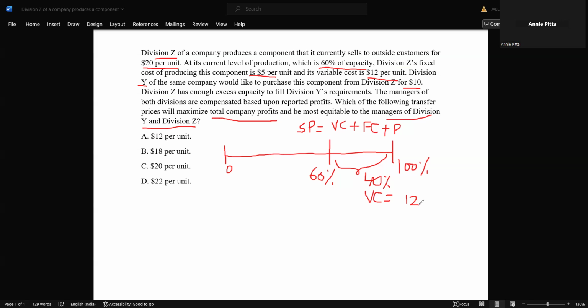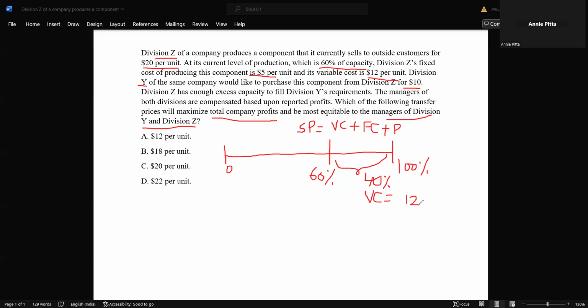That is from the side of division Z, which is the selling department. Now when we look at it from the perspective of division Y, if they were to purchase it from the outside market, they would have to spend $20. Producing it themselves would also be expensive for them, since they would have to set up everything. So $20 is not a feasible thing.